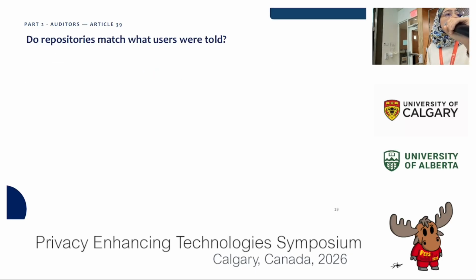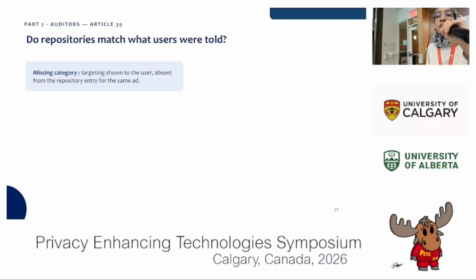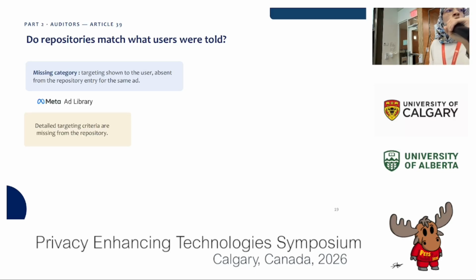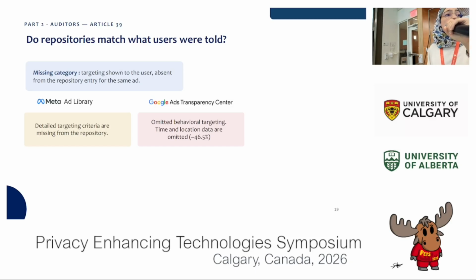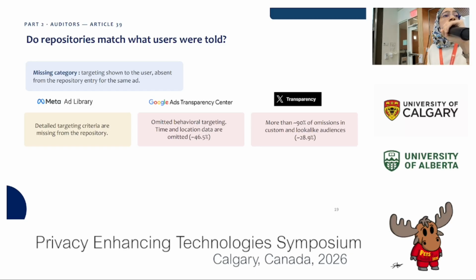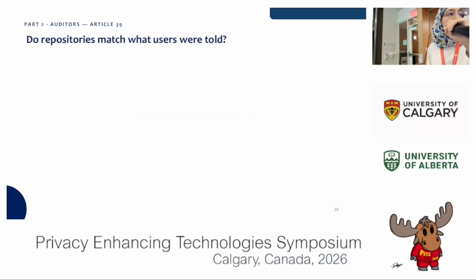For accuracy, we identify two measures. The first is missing categories. That's where a targeting criterion is shown to the user but absent from the repository. On Meta, there is nothing to compare. On Google, almost half of targeting attributes are missing, and on X, 30% of attributes are also missing.